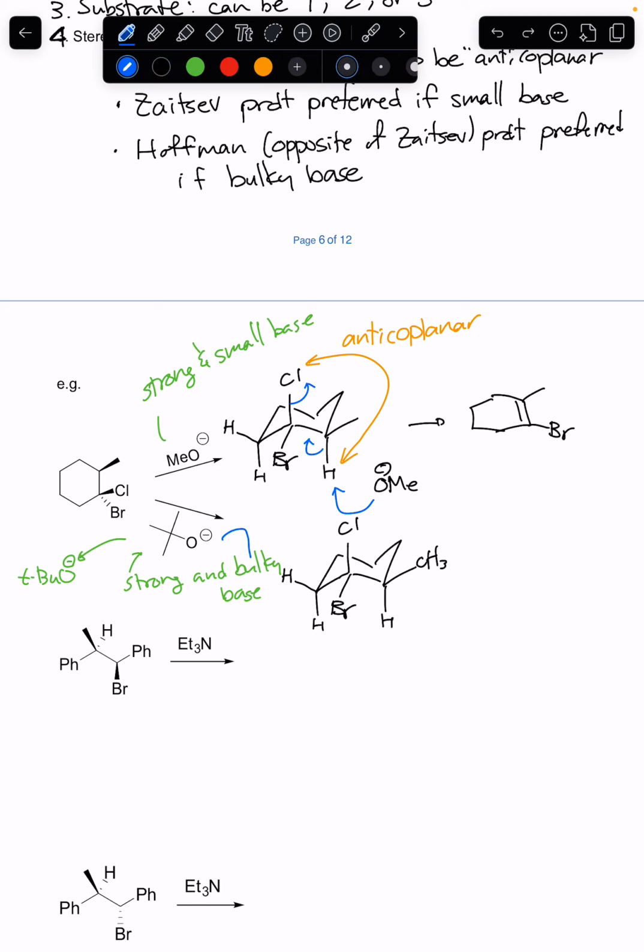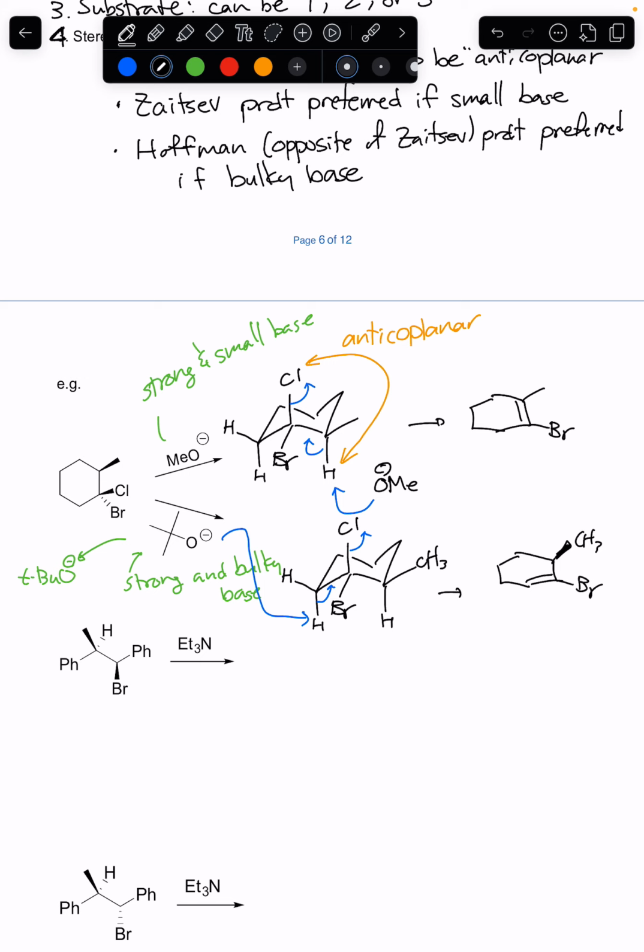what's going to happen is the t-butoxide would go for this proton because on this carbon at least there's no methyl group, it's less crowded. Okay. And that would lead us to this product.